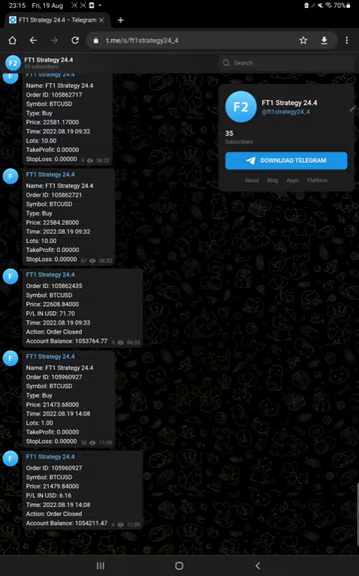Also, the MT4 to Telegram option is available by following FT1 strategy 24_4. You can check each and every trade with its order ID, how much lot size we have taken, and how much profit and loss we have made.